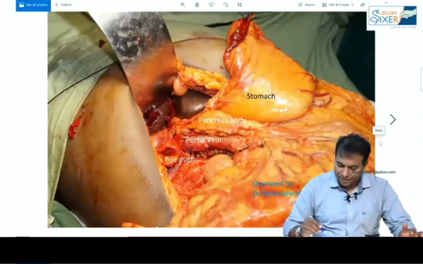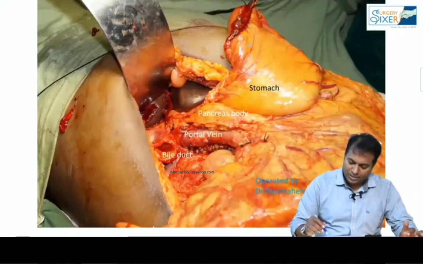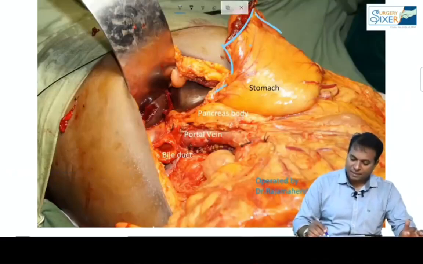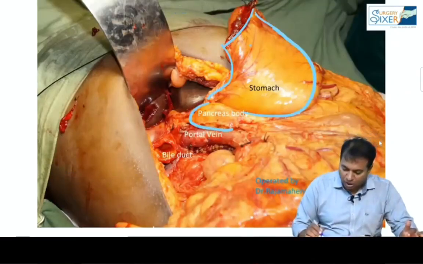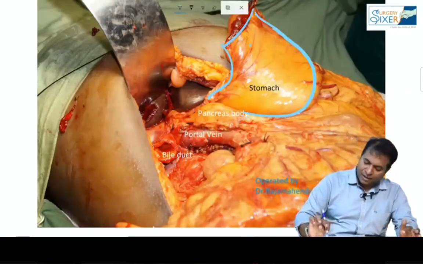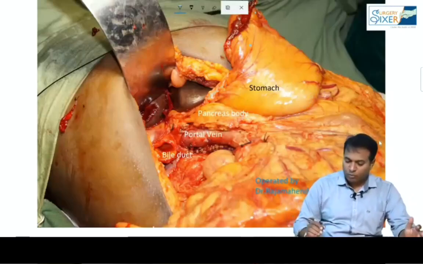You will understand. So you can see I have removed the distal stomach. This is a conventional Whipple's I have done here. So this is one stomach. This is the stomach which is remaining. And you can see this is the pancreatic body remaining. And this is the bile duct remaining. Okay, you can understand. I have removed the head of pancreas, duodenum, and all. And this is the tunnel of love which is present here.